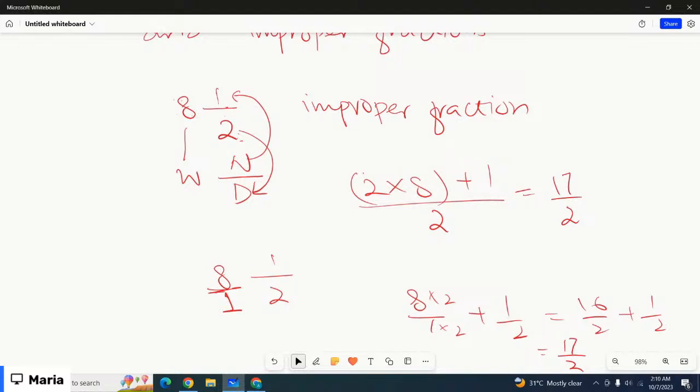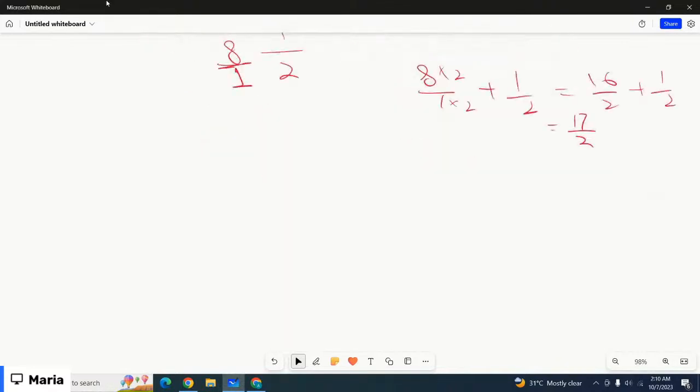Okay, let's do another example from the same lesson. The other example is 7 whole 2 over 3, right? So you can write 7 as a fraction. You can write it like this: 7 over 1 plus 2 over 3, right? To add, you need to make their denominators the same. Here you have 3. Here you also need 3. So you need to multiply this fraction by 3.